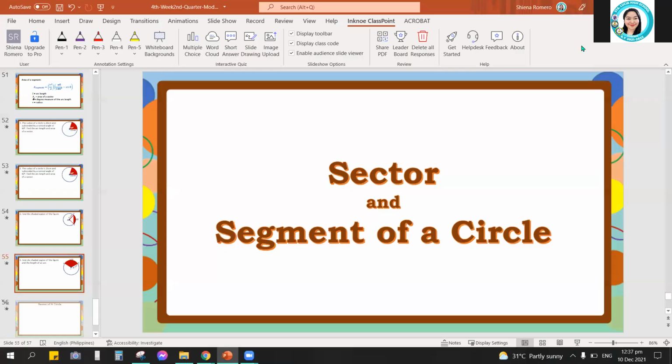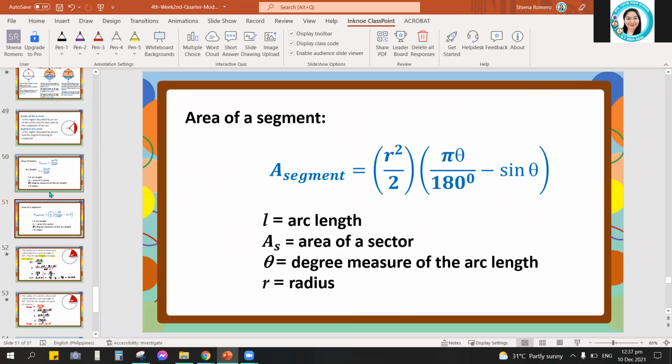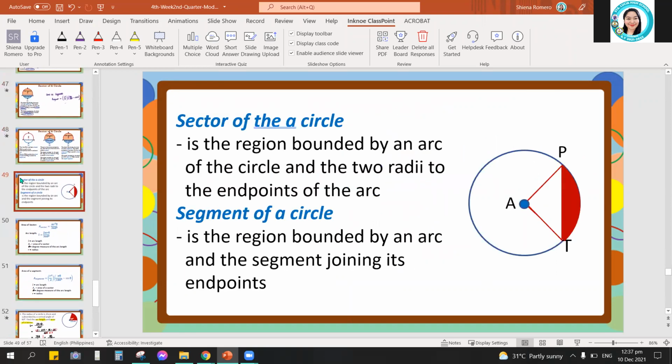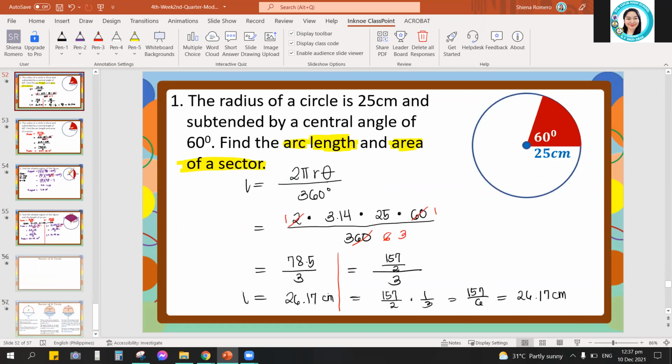Okay? Do we have another example? Ayan, wala na po. So that's it for our lesson about the sector. Ganun lang po siya kadali. All you have to do is to remember the formula and dapat maintindihan nyo kung ano yung nire-represent ng bawat formula. Okay? So that's it.